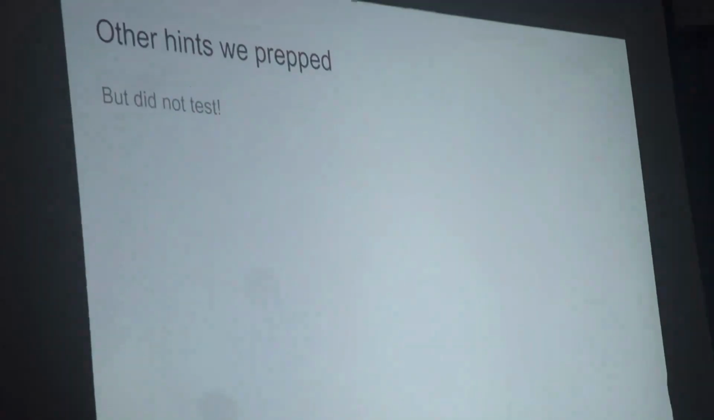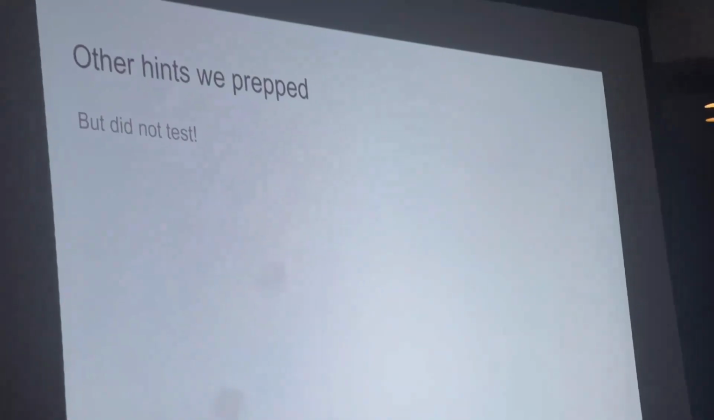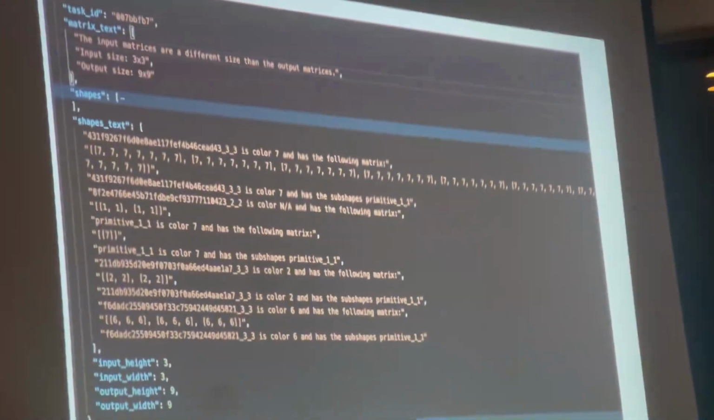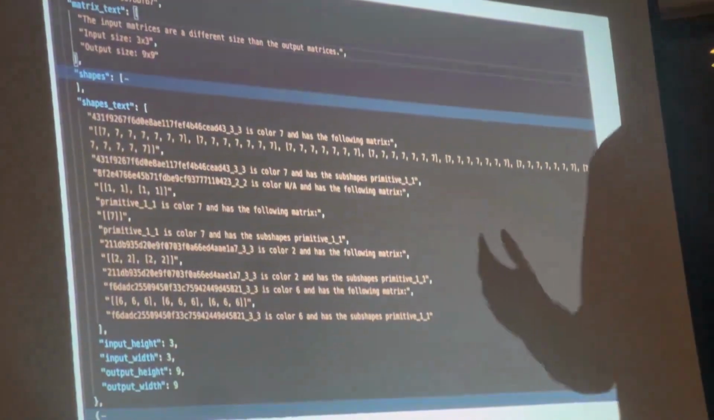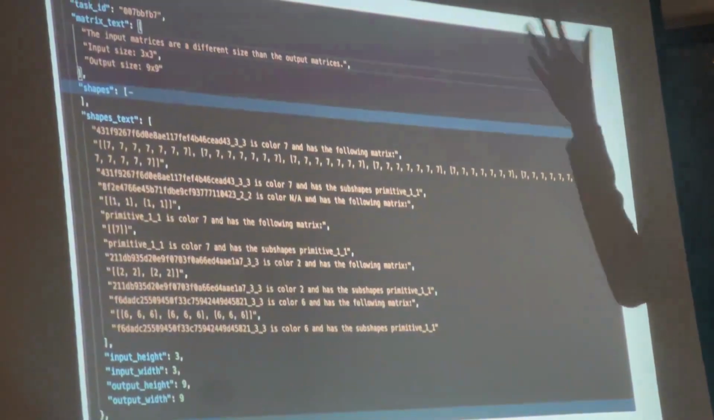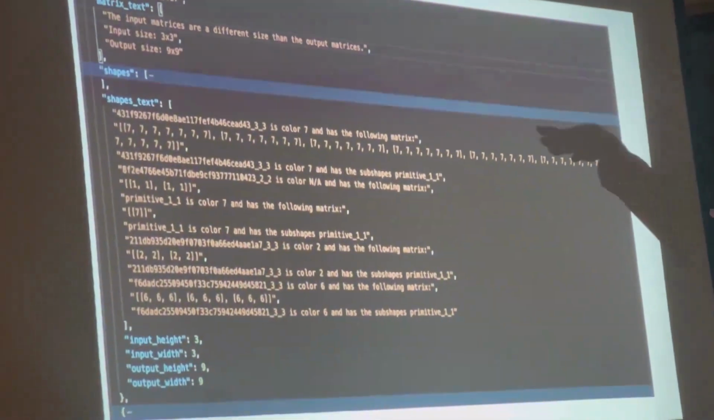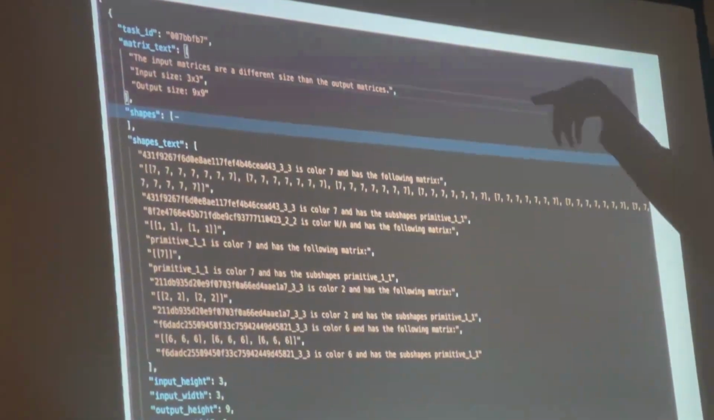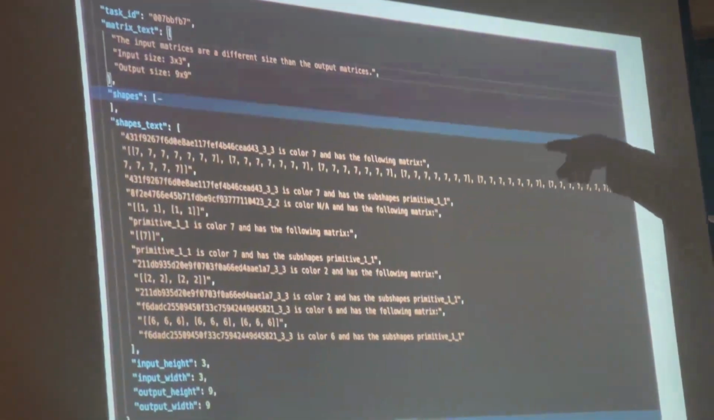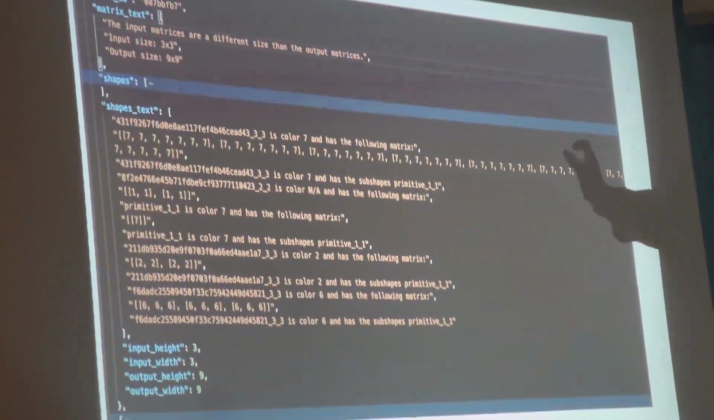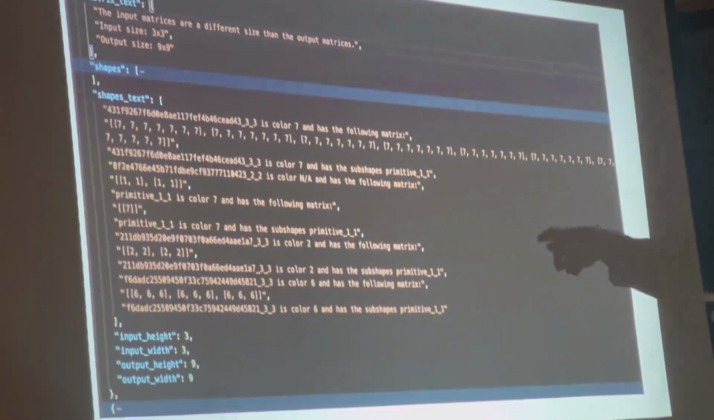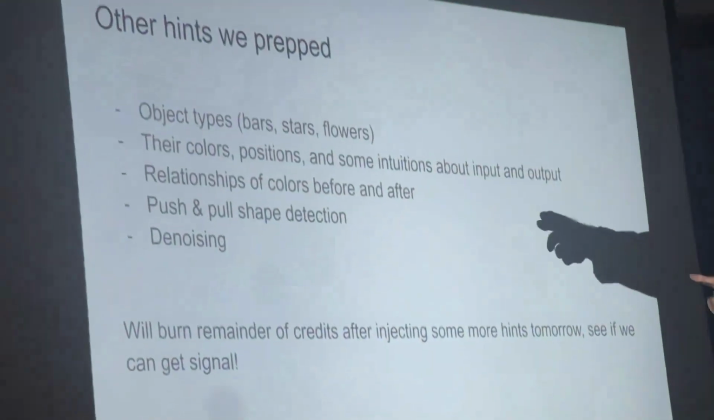But we did prep a bunch of other hints that we did not have time to test. Our collaborator Shaw has been spending a lot of time on this problem, really a genius, and he wrote another library that looks at problems and comes up with all these different hints. One of them is how the matrices transform. Another is the actual shapes within and where they are. And also the relationships between the colors before and after.